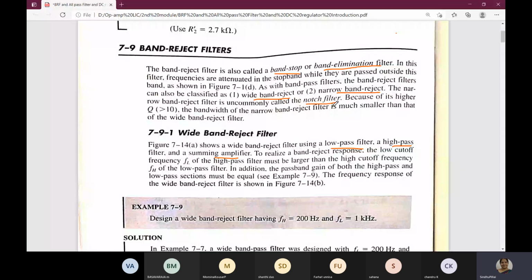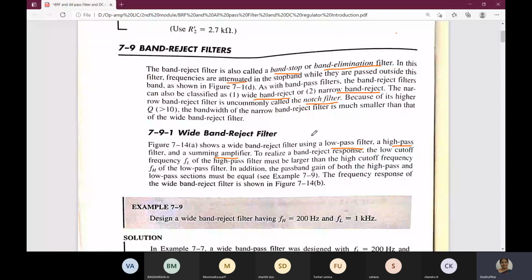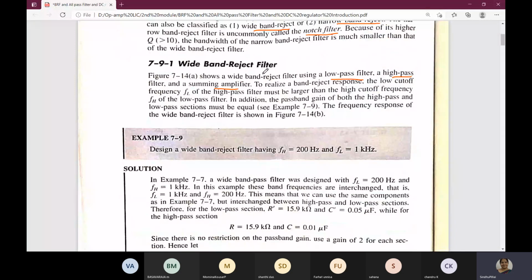So it will be rejecting certain frequencies, that is, frequencies are attenuated in the stop band. It will attenuate or stop certain frequencies. So how this is designed, we'll see. First we'll see wide band reject filter, then we'll go for narrow band.